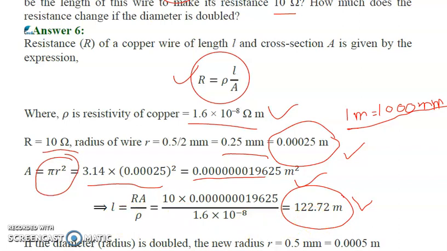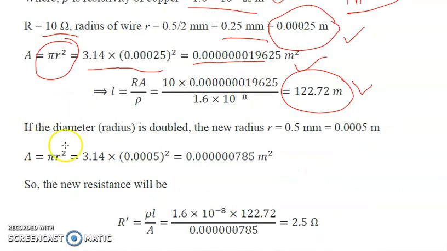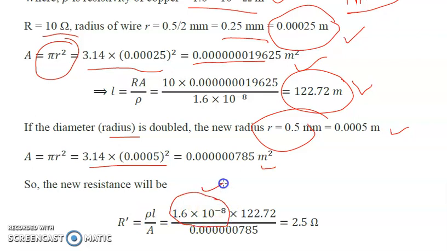The next part of this question is, if the diameter or radius is doubled, the new radius would be this much, which has been given to us. Area would again be pi r square, which is already given. So the new resistance R dash is equal to rho L upon A. Rho is the resistivity, which remains constant, so the same value is put. Length we have already calculated in the first part, and it is put here, and the cross sectional area is this much that we have just calculated.